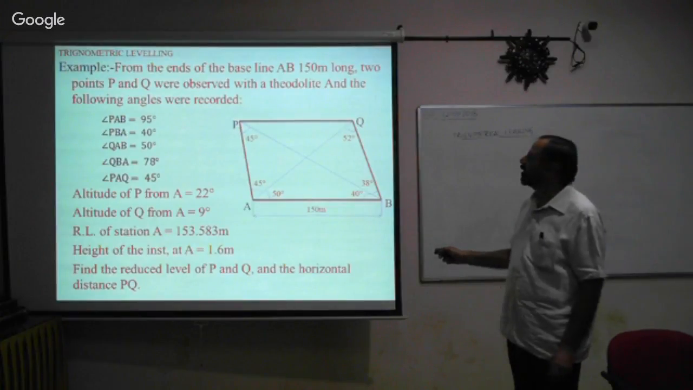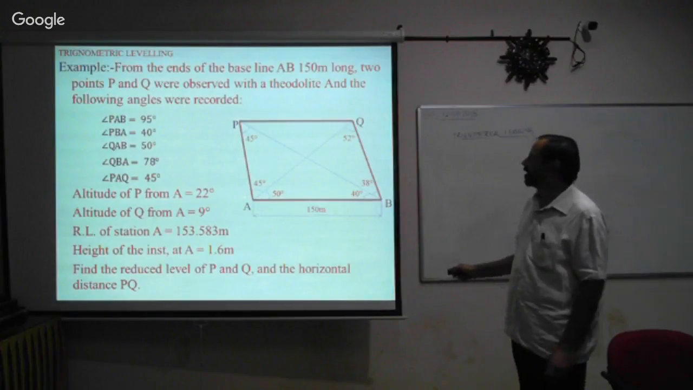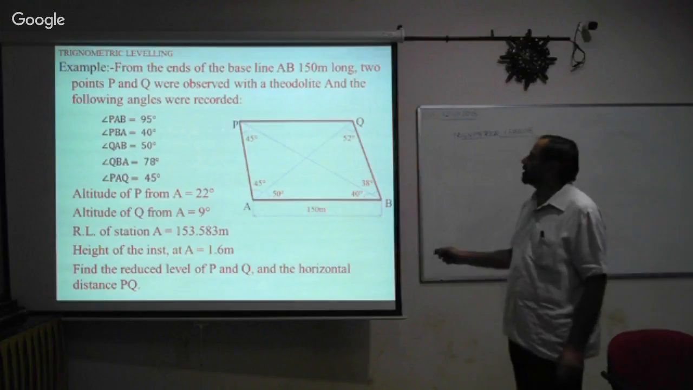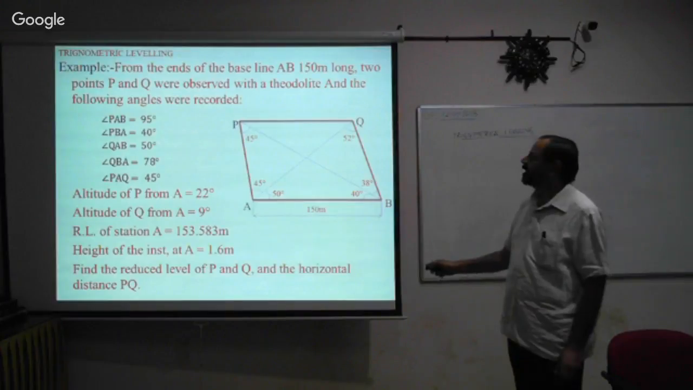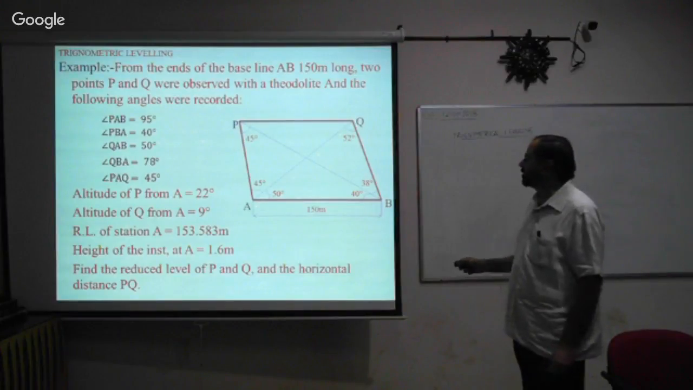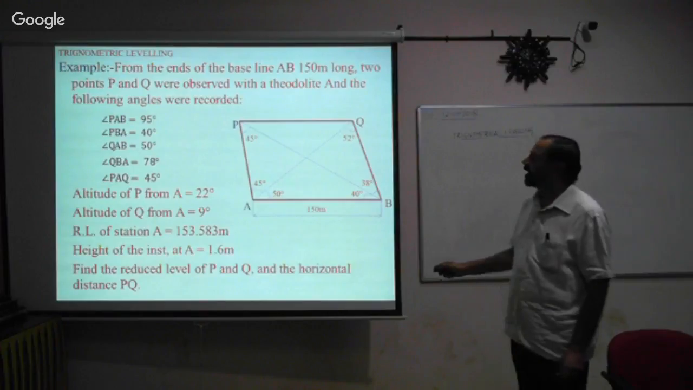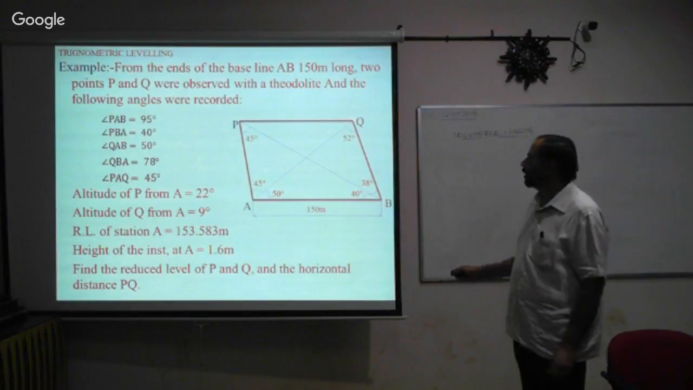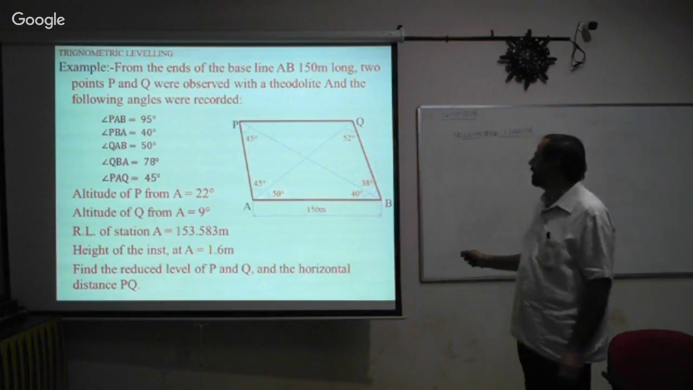Then they have measured PBA, isn't it? Now they have measured PBA from PBA. Now it is 40 degree, and QAB. These are the data given here. The data given, they are the angles measured, isn't it? Now, similarly, that is QAB, they have 50 degree, and this is total they have measured from here. It is 90 degree, and this is one another 50 degree measured from QA to QAB.